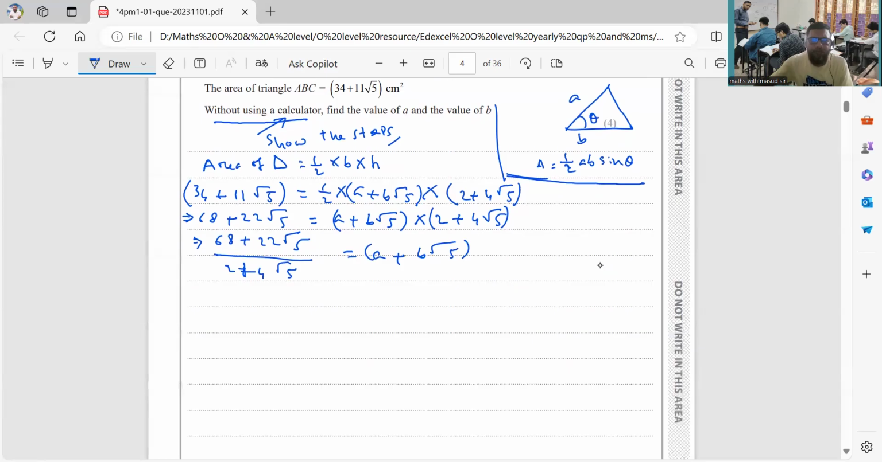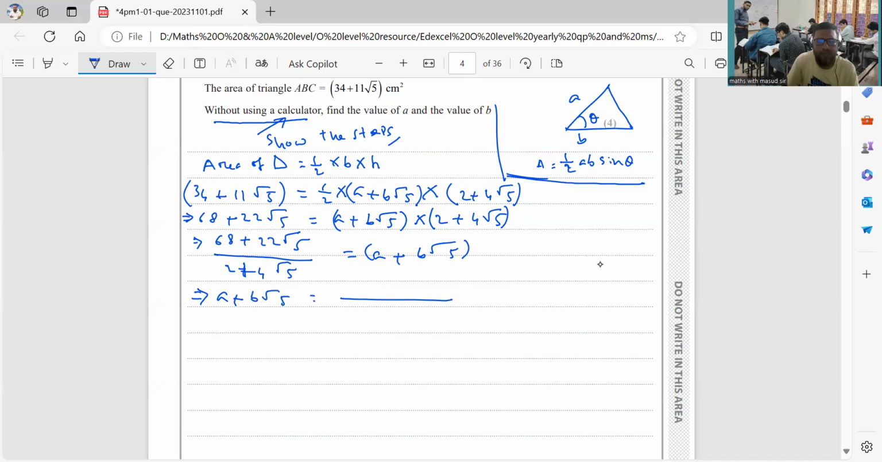Okay, and now on the left side we have a surd form in the denominator. So first you have to make it a rational denominator. How to make it a rational denominator? You have to multiply. If you get a double surd number, you have to multiply by the surd with the opposite sign. That is called the conjugate surd.